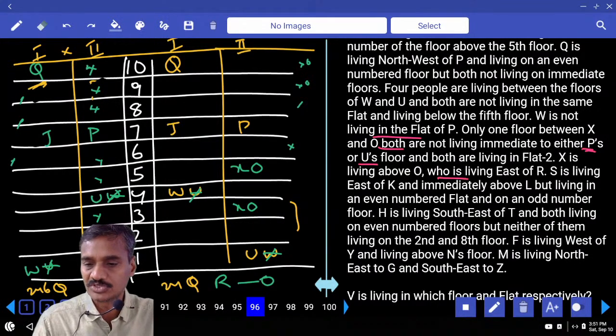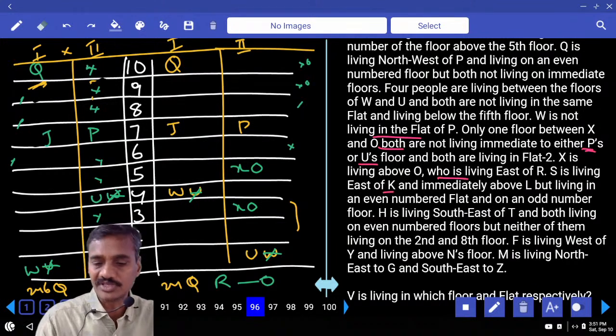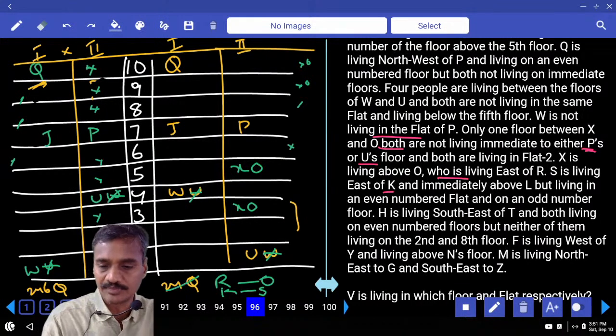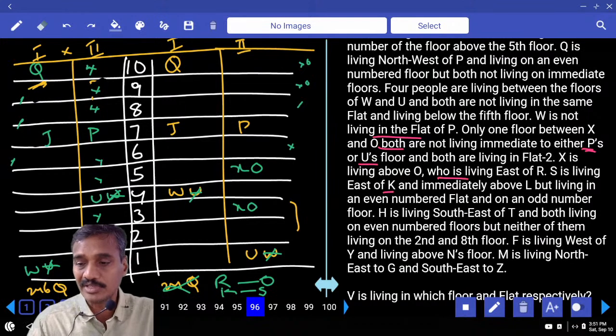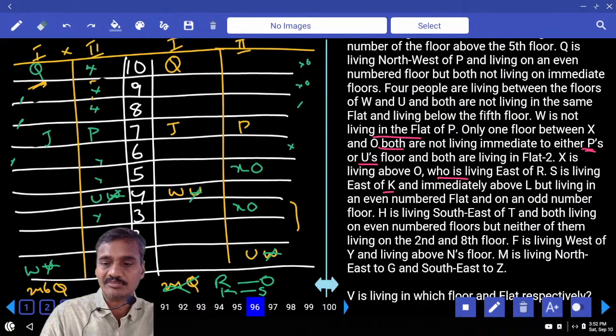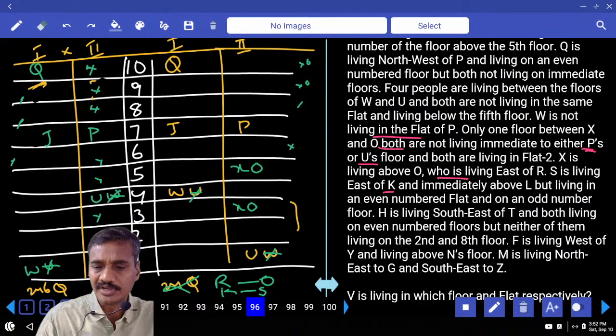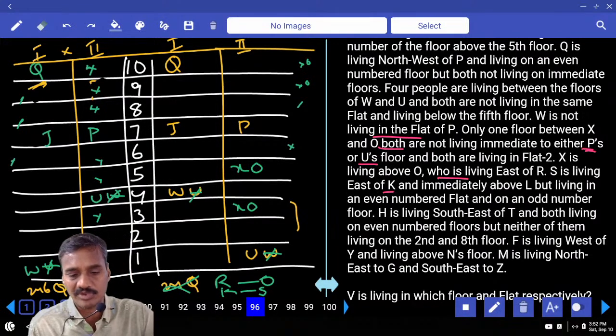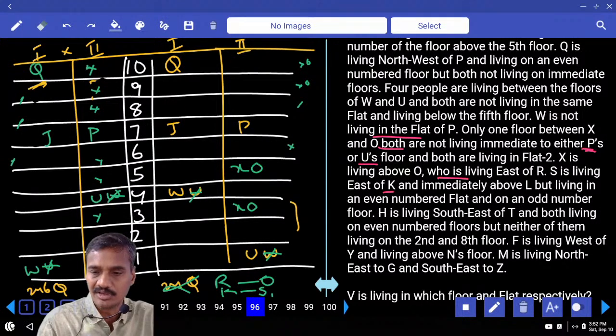O is living to the east of R. S is east of K. S is living to the east of K, and immediately above L, but living on an even numbered flat and an odd numbered floor. Now we are talking about whom? Yes. S is living to the east of K and immediately above L.